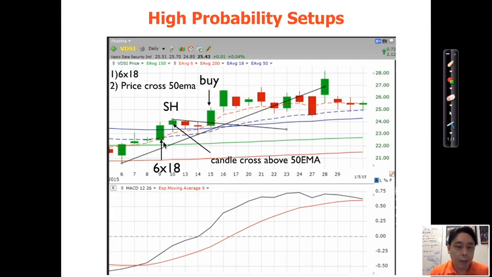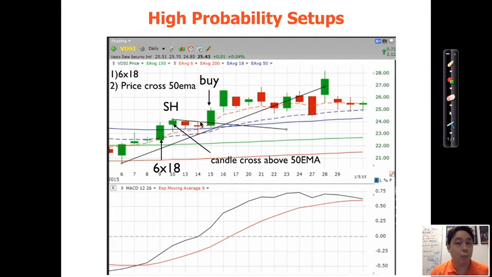All right. So 6 crosses above 18. Right at that cross, we have the swing high candle. Right after the swing high, we have an inside bar. Again, can we take a trade? No, we can't. We have to wait for a pullback. So the next day, we get a pullback, making a lower high and a lower low.